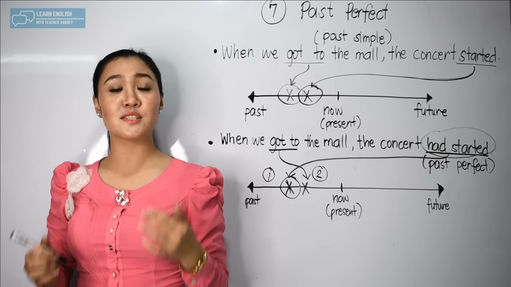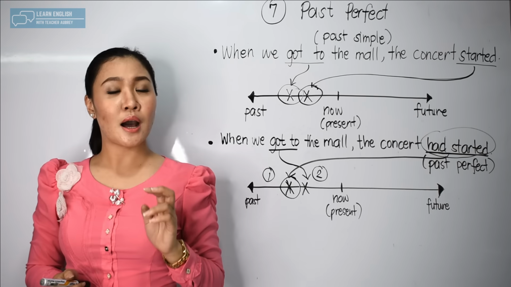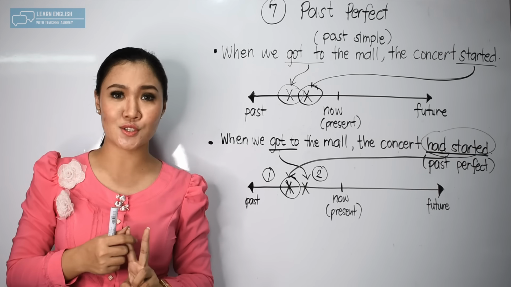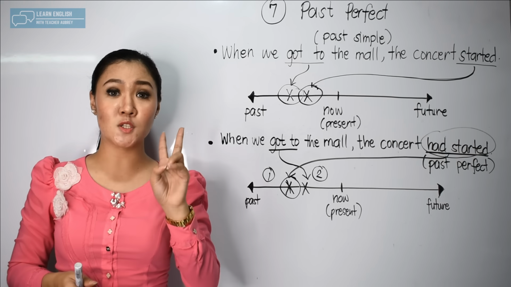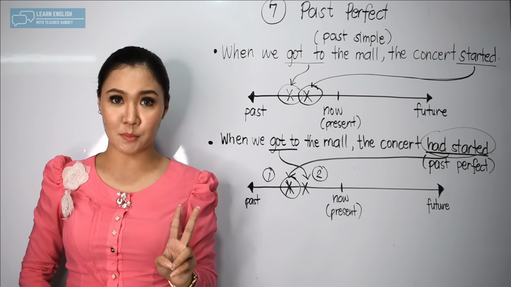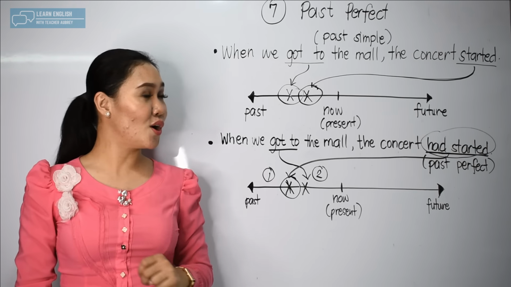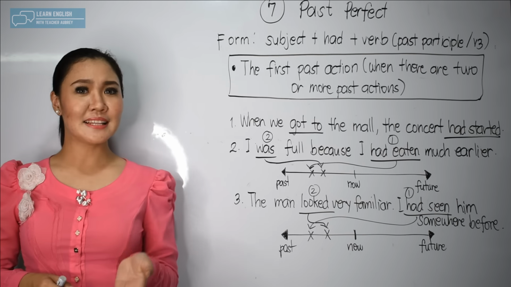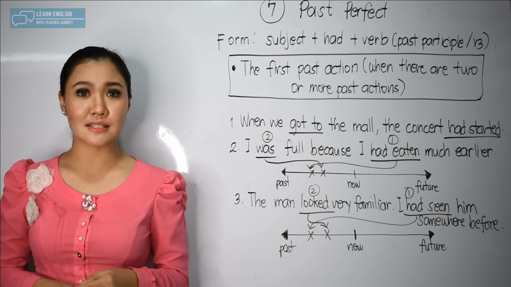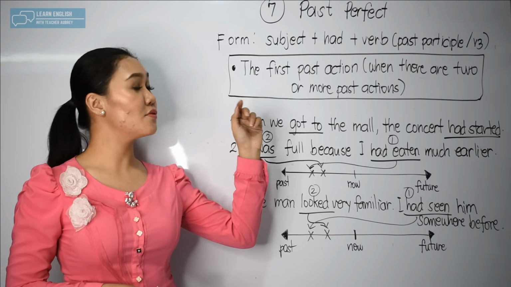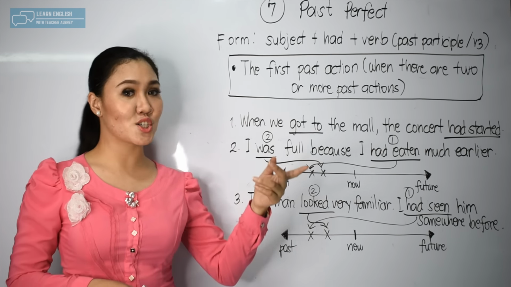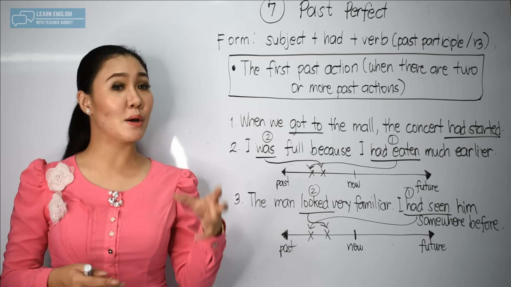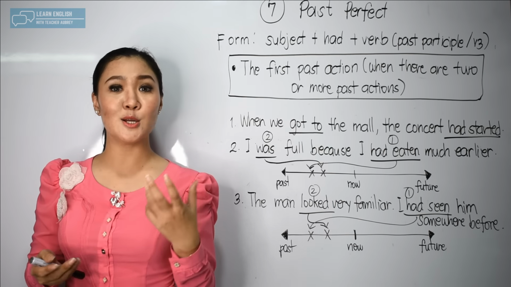Ginagamit na natin ang past perfect tense of the verb kapag gusto nating linawin kung ano yung naunang kilos o kung ano yung mas naunang kilos sa dalawang kilos na nagsimula at natapos sa nakaraan. Let's move on to more of its elements. Halika kayo, alamin natin. Saan nga ba talaga ginagamit ang past perfect tense? Ginagamit natin ang past perfect for the first past action. Okay? Siya yung unang kilos na natapos sa nakaraan. Okay? Kapag may dalawa pa o higit pa na kilos na nangyari sa nakaraan.